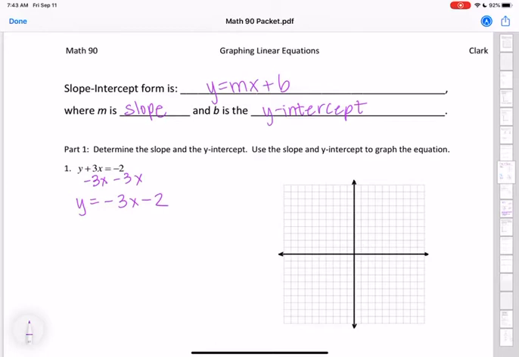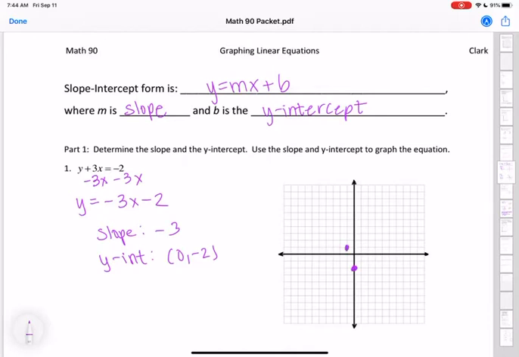And then this way we can see that the slope is negative 3. The y-intercept is at 0, negative 2. So to graph this, I go to 0, negative 2, because that's my y-intercept, and I plot that point. And then I count from that point using my slope to find additional points. So I'm going to go up 1, 2, 3, over 1, because it's rise over run.